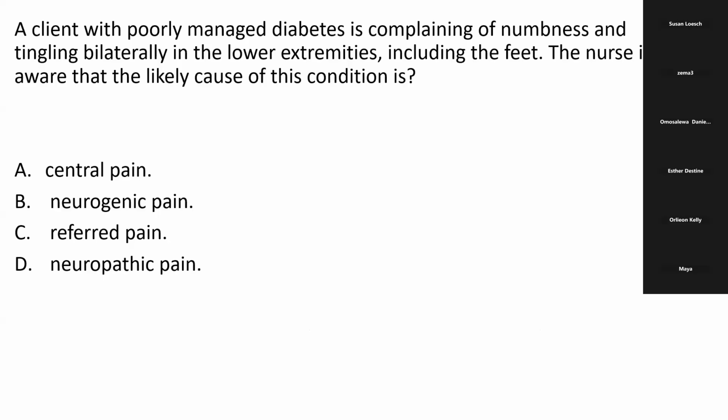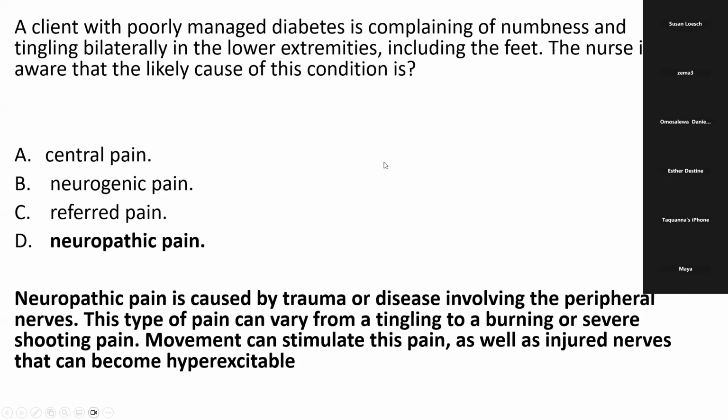A client with poorly managed diabetes is complaining of numbness and tingling bilaterally in the lower extremities and the feet. The nurse is aware that the likely cause of this condition is what? D, neuropathic pain. Good.